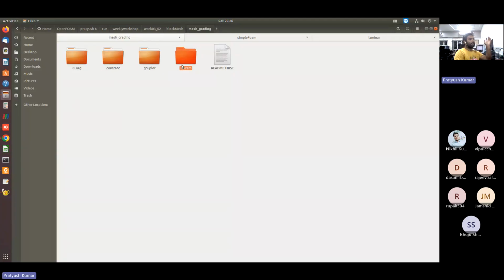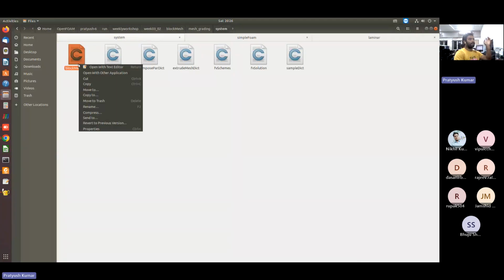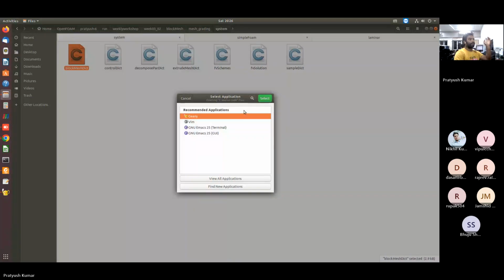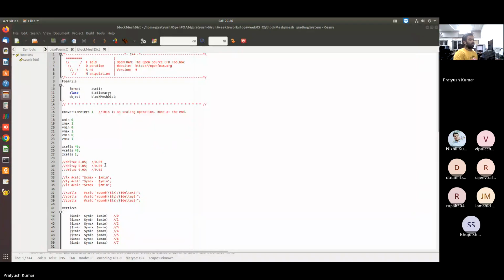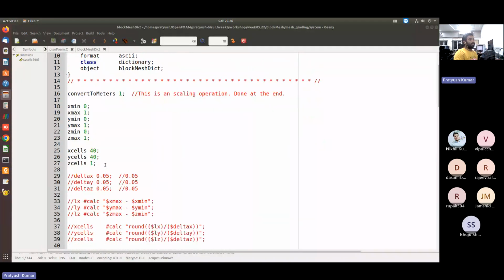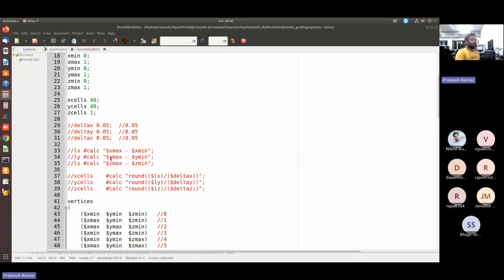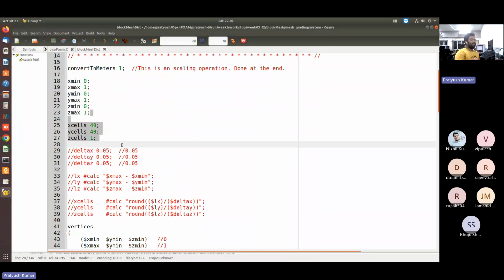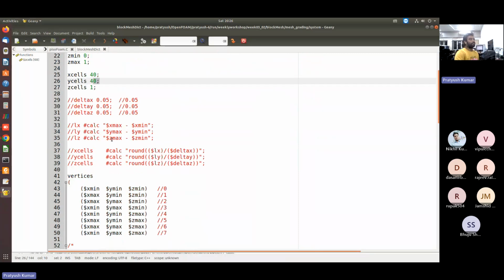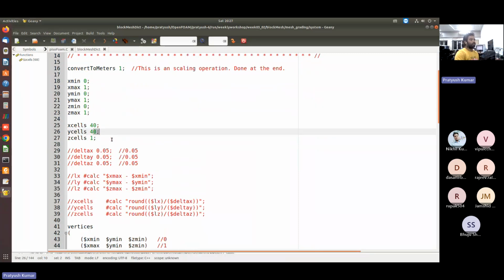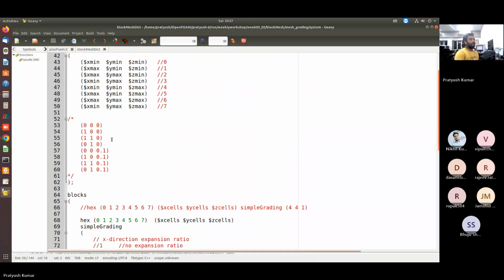Now this is important, that is the multi-grading. I've taken the same example for the multi-grading. Here we have fixed the number of cells. As I told you, this approach you can also utilize for your machine. I've taken 40 cells in x direction and 40 cells in y direction just for demonstration purposes. So you can see how the cells have been divided.